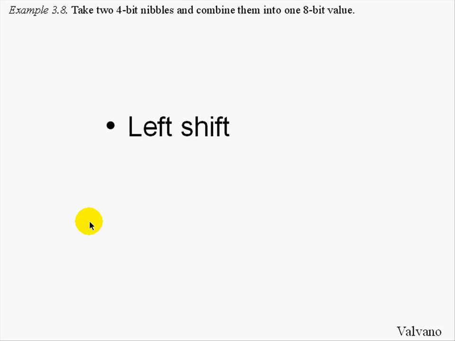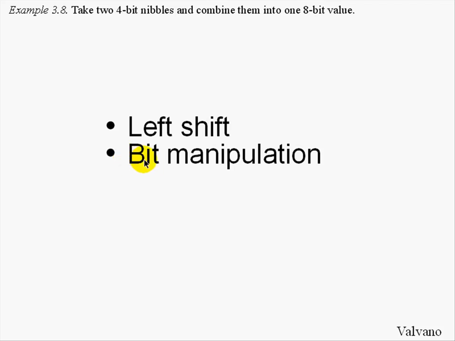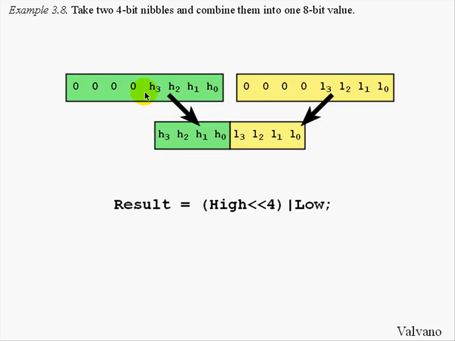In this example, we will learn the left shift and use it to perform bit manipulation. Let's begin. The goal of this problem is to take two 4-bit nibbles and combine them into one 8-bit value. This 4 bits here is going to be combined with these 4 bits to create one 8-bit value.